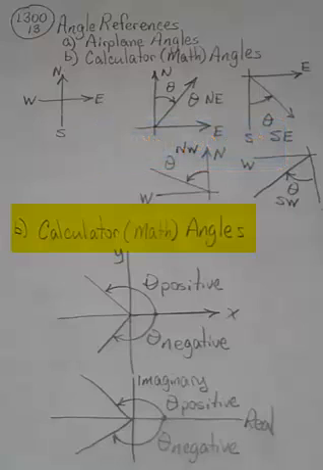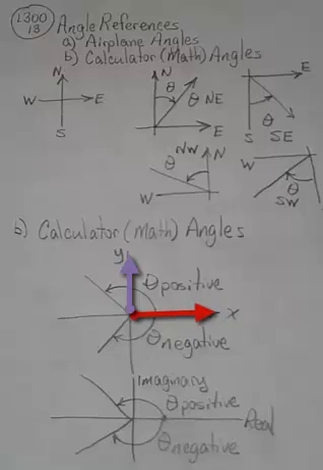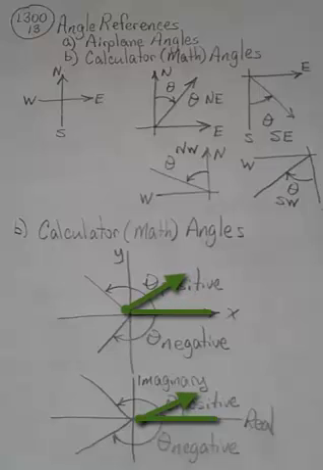Those are airplane angles. Calculator angles are different. We have two coordinate systems, an x and a y coordinate system and a real and imaginary coordinate system. They're identical, just going by different names. In both cases, angles are measured from the horizontal axis, whether it's the x-axis or the real axis, it doesn't matter. Positive if the angle is counterclockwise. Negative if the angle is clockwise.